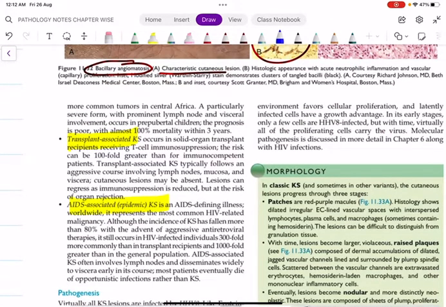Then another one is called transplant associated, that is after organ transplant because of immunosuppression. Okay, you can get this, and here also it follows an aggressive course, involving lymph nodes, mucosa and the viscera, very, very important. So there is visceral involvement in transplant associated Kaposi sarcoma. And the most important thing is the epidemic Kaposi sarcoma, that is the AIDS associated Kaposi sarcoma. It is an AIDS defining illness.